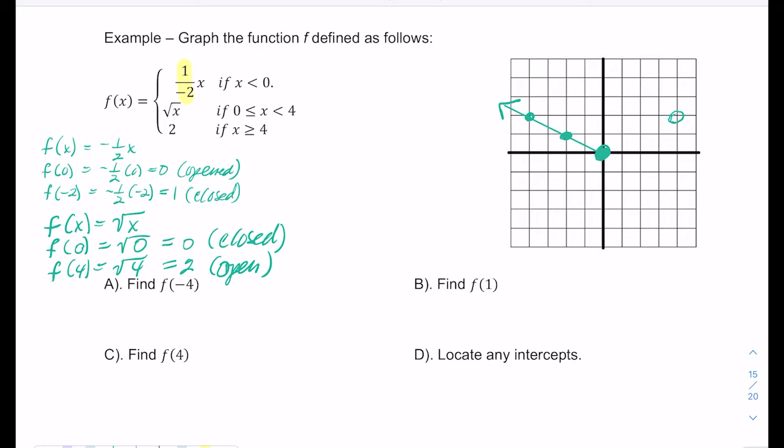Sorry, it'll stop right here. Usually it has an arrow, but it won't this time because it's stopping at 4. It says x has to be between 0 and 4. Okay, and then I'm going to put my other one here.